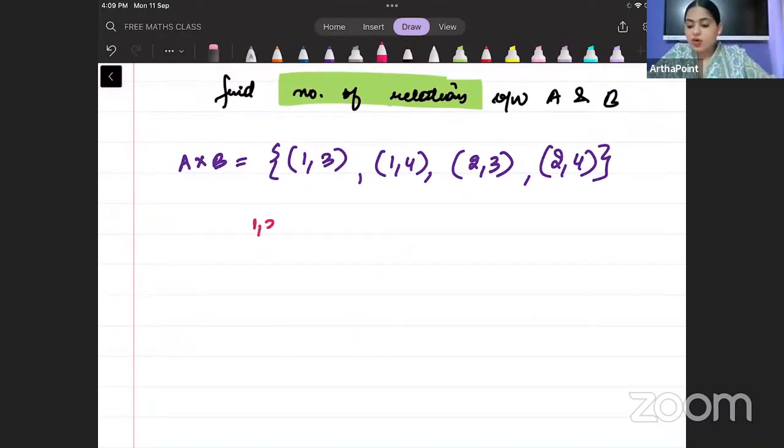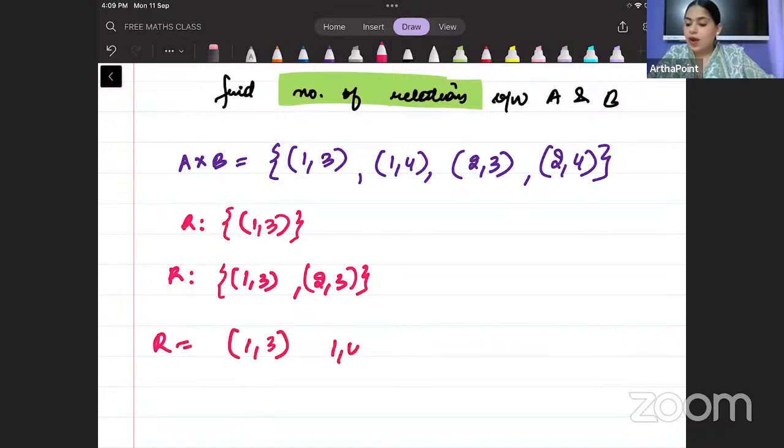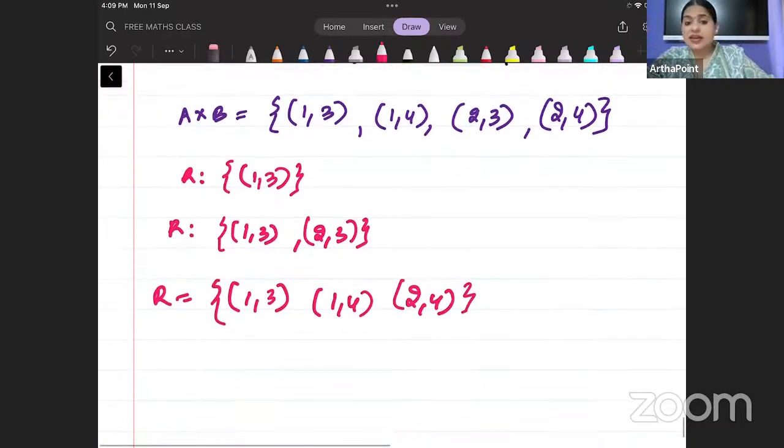So my relation can be only (1,3). This can be my relation. My relation can be (1,3) and (2,3). Right? This can also be my relation. So any subset that I create of this Cartesian product is my relation. My relation can be (1,3), (1,4), (2,4). That's also my relation. So how many subsets can I create?